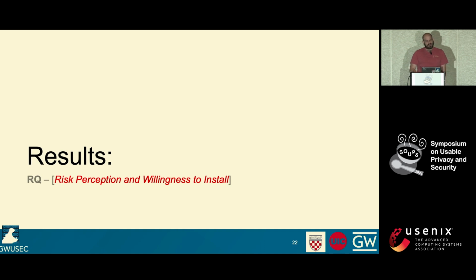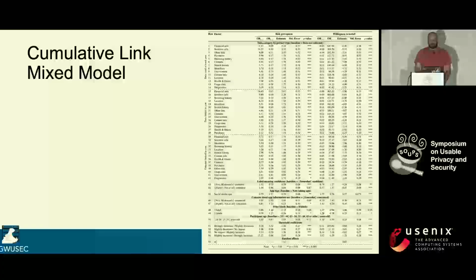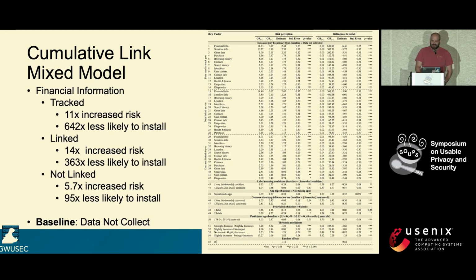And so for the results for the risk perception and willingness to install, David built a huge regression table, which you should not try and read here, but I want to give you a basic idea of what we did. We built a cumulative link mixed model with a baseline of data not collected and some other baselines as well. What we tried to see is, how much more likely would you be to increase your risk perception or decrease your likelihood to install, given that you saw a label on a given app. Very complex. Don't ask me any questions about it. David did it. So just to give you some context of what this means.